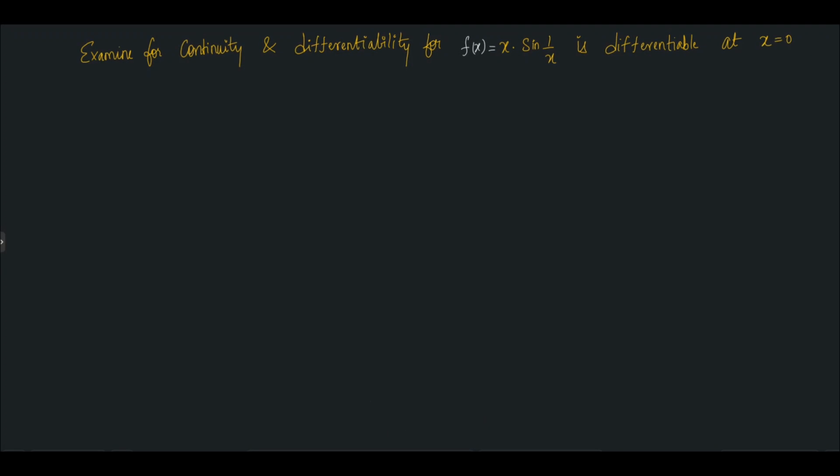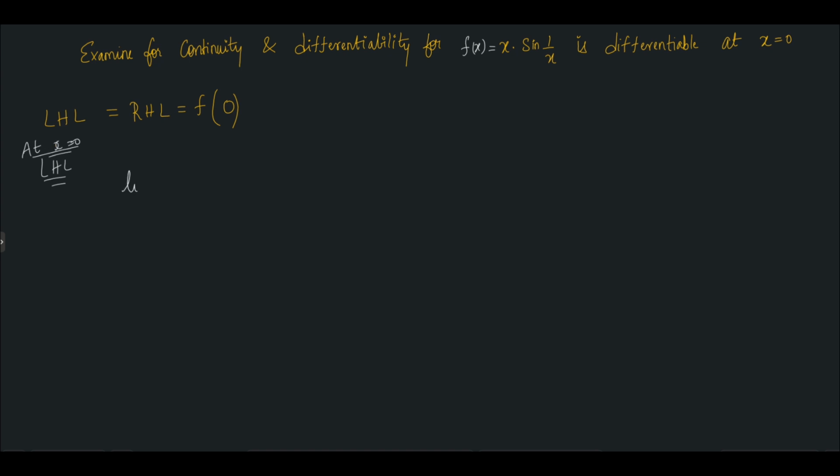Now let us solve this. Examine for continuity and differentiability for the given function f of x. So left hand limit should be equal to right hand limit should be equal to f of 0 here. F of 0. So left hand limit at x is equal to 0.